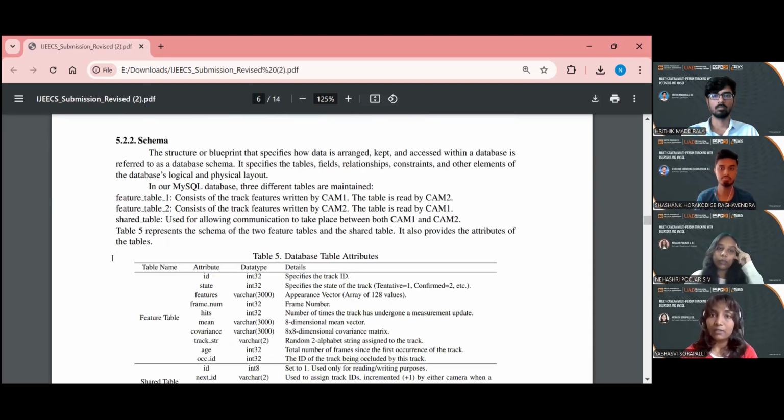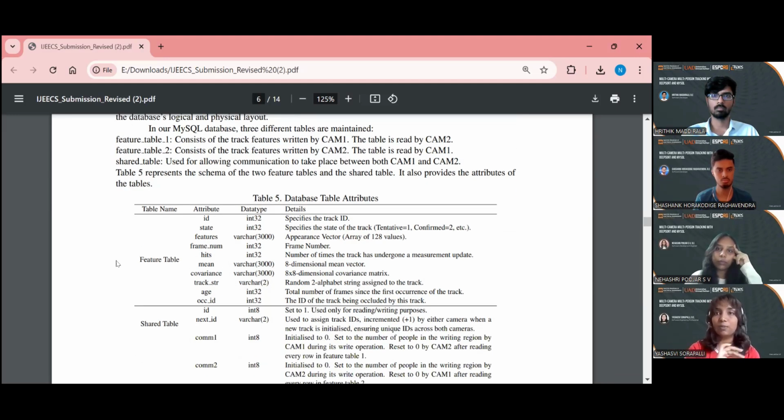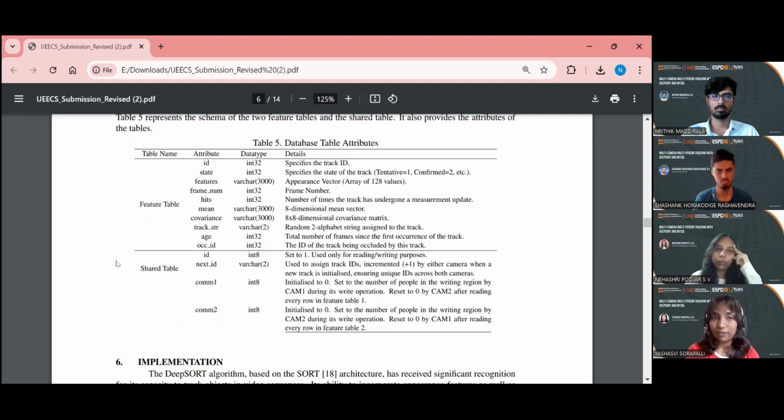Then coming to the schema of the database, we have two tables. We have a feature table and a shared table. Now, the feature table is a table unique to each of the cameras in the system, and the shared table has data that can be changed by any of the cameras. The feature table stores the track ID, the track state, any features like the appearance vector, frame number, the number of hits, the mean and covariance vectors, the two alphabets that we have, the age, which is basically the total number of frames that have passed once that track has been detected, and also if that track is occluding another track, that ID.